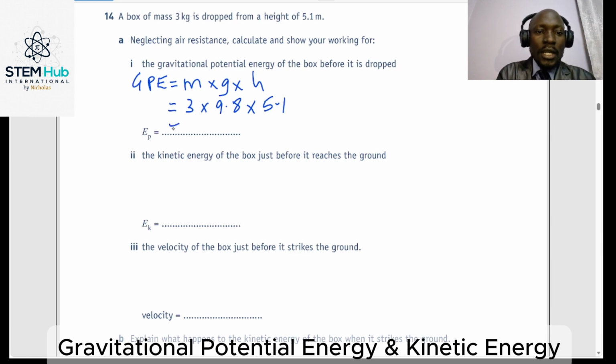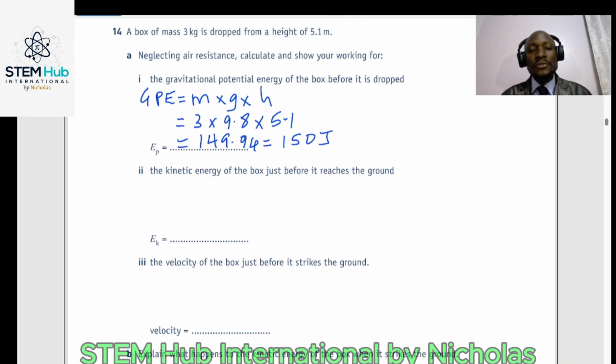Now, if you use your calculator, let me press it so that I can also do it, you will come to around 149.94, which gives us 150 joules. Remember, joules is the SI unit of energy. So that is how we calculate the gravitational potential energy. Do not forget the formula as from what we saw.